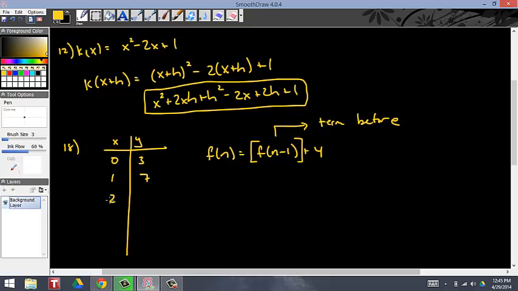All right, and then 2. The next iteration is going to be 7 plus 4, which is 11. And the next one's going to be 11 plus 4, which is 15. And then the fourth iteration is going to be 15 plus 4, which is 19. Okay. But again, we didn't learn it. It's kind of important to know.